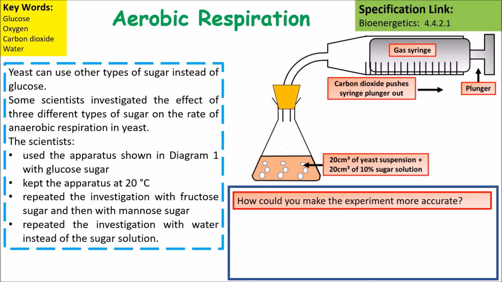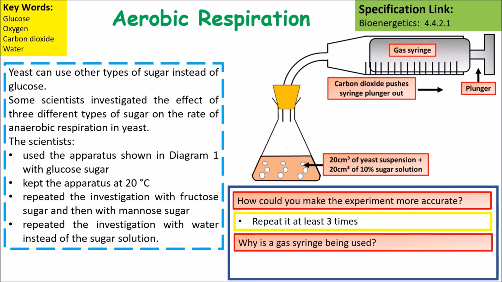If we were looking at making the experiment more accurate, you could repeat it more times. And if we're looking at why a gas syringe is being used, it's to increase the precision of the results.